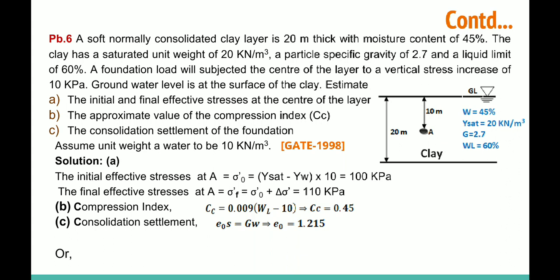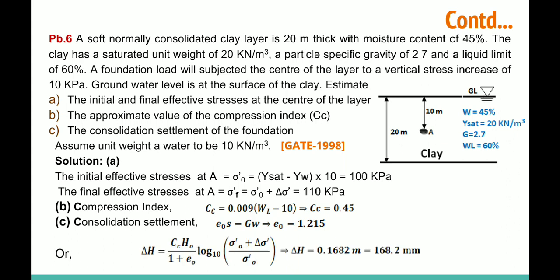Now finally we can calculate the settlement. By using this relation, we have all this data. We have the Cc value, that is 0.45. We have H naught, that is 20 meter, the height of the clay layer. We have the initial void ratio, that is 1.215. We have the change given in the question, 10 kilopascal due to the foundation. And we have the initial effective stress at the middle of the clay layer, 100 kilopascal, that we calculated. Putting in all these values, we get the settlement as 168.2 mm.